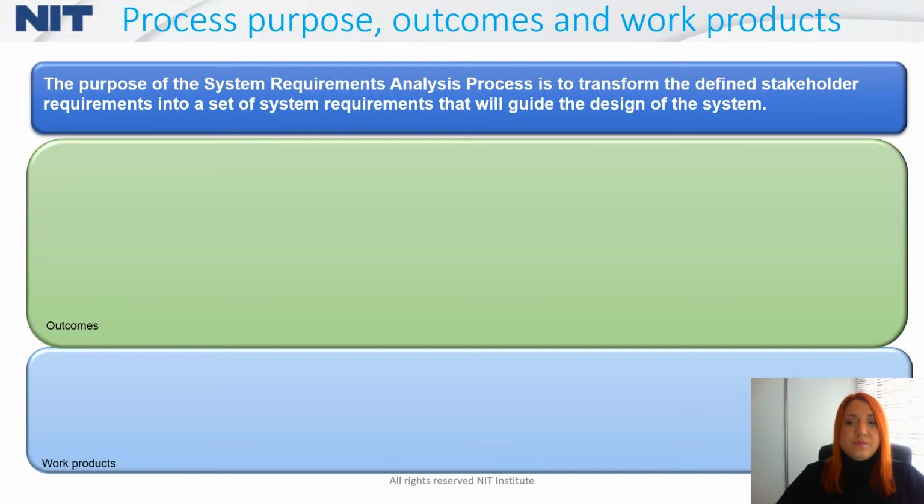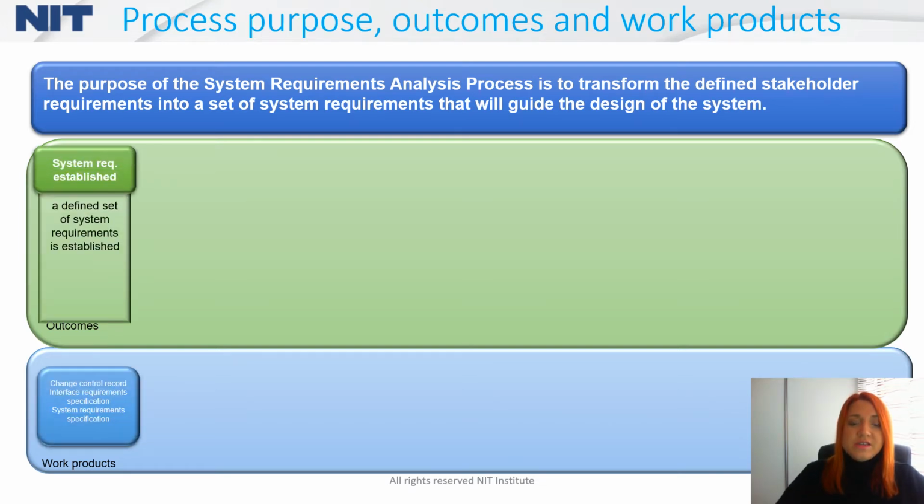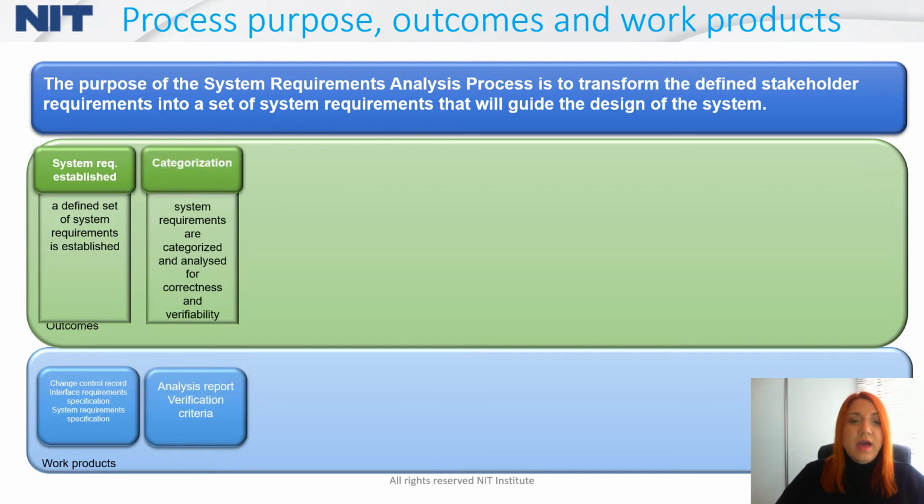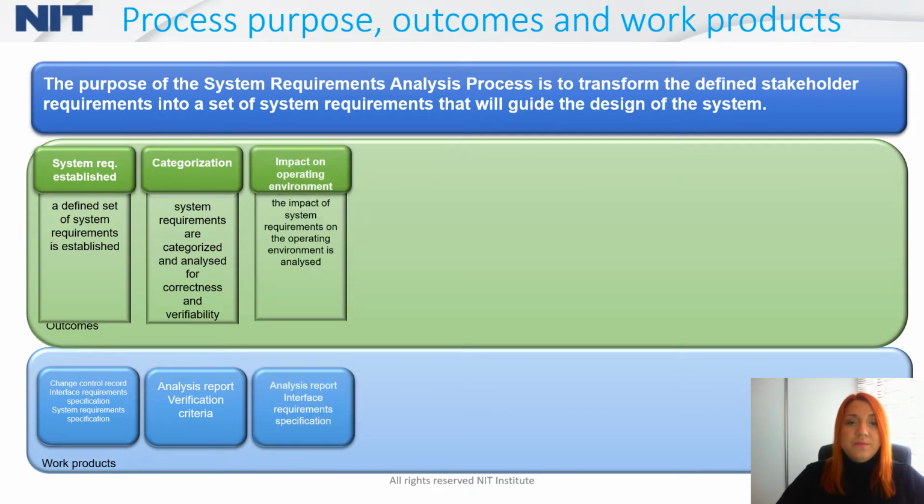There are a lot of outcomes of this process. I think even 8 of them. The first outcome of this process is that you need to have system requirements established. You need to define a set of system requirements and you need to have those requirements in the written form. Then you need to have categorization of them. It means that all the requirements that you received and then transferred to your system and then established in the written form, you need to have some kind of categorization and you need to have according to the analysis, what are the correctness and how you will verify those categories of the requirements.